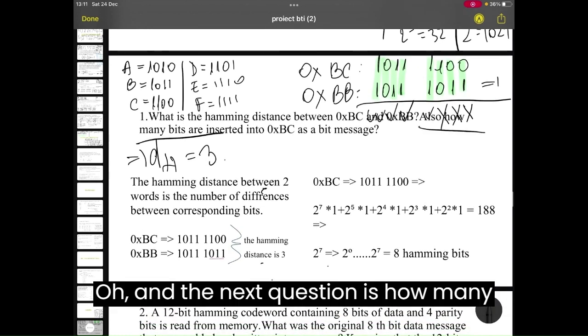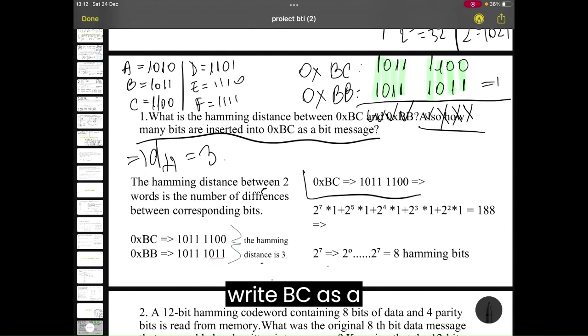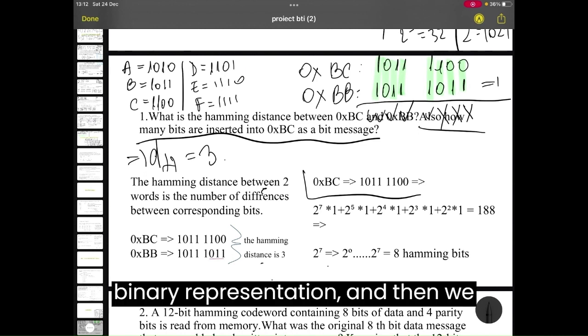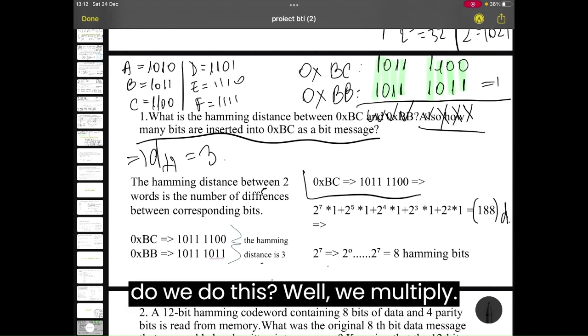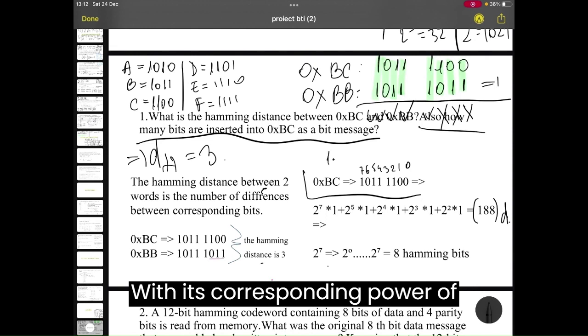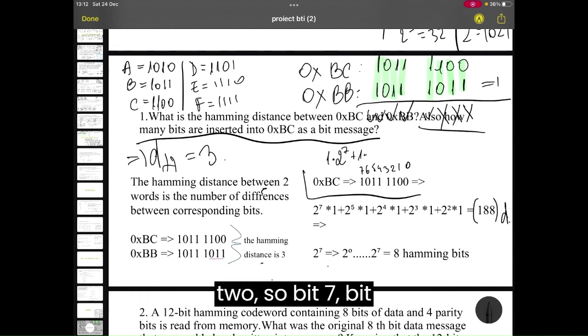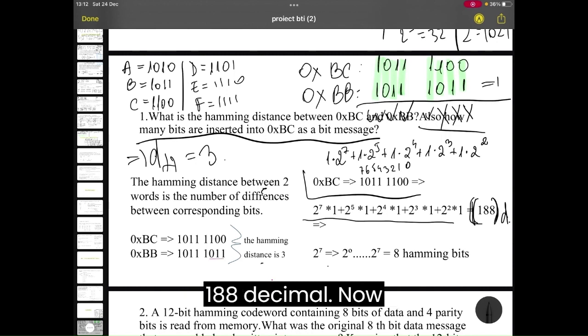And the next question is, how many bits are inserted into BC as a bit message? So first of all, we write BC as a binary representation, and then we also write it in a decimal representation. How do we do this? Well, we multiply each one bit with its corresponding power of 2. So bit 7, bit 5, bit 4, bit 3, bit 2, and in total it will be 188 decimal.